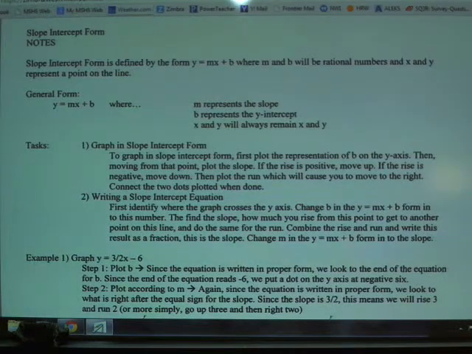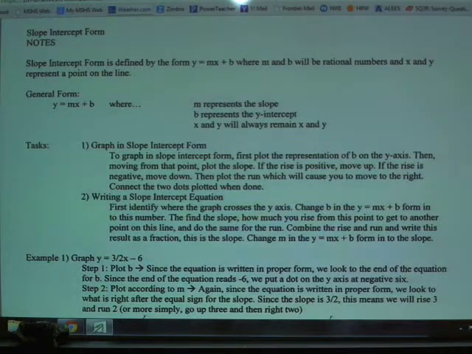Then what you'll do after you do that is you'll look at the slope. Now the slope, when it's written in this form, is whatever happens to be right after the equal sign. Slope is always a fraction, as you know. It has to be represented as rise over run. So if it's not a fraction, you're going to go ahead and write it as a fraction.